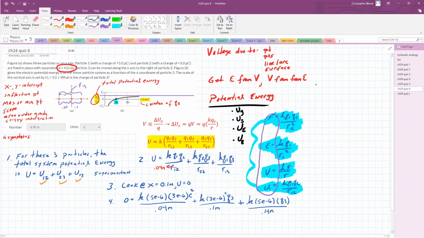Number 5. Well, I can divide through by K. So the K's cancel. K, meters cancel. So I'm left with this. Well, at this point, solve for Q3. Can I solve for Q3? Let's try to solve for Q3.